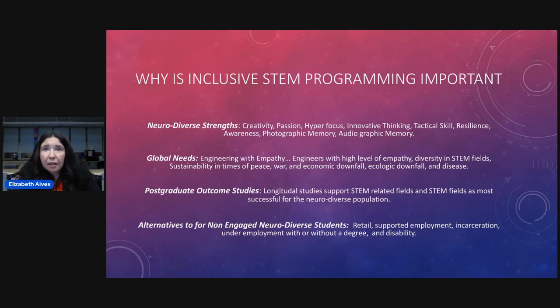And then lastly, another reason why it is important is that it's an alternative for our non-engaged neurodiverse students. So the other students in that grouping, there's actually thousands upon thousands of students who have been researched with these outcome studies. The other students, some of the alternatives are really grave. So things like they're still in poverty. They're in something called supported employment, meaning they go somewhere and they need an assistant to help them. We have a lot of students who have been incarcerated. We have students who've become suicidal, and so on and so forth.